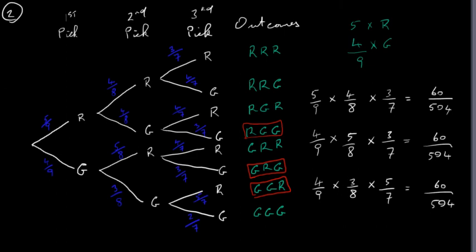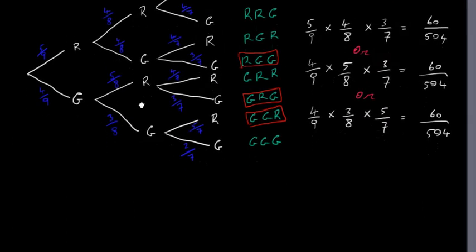So we can go along this branch here to get a red, green, green, or we can go down along this branch here to get a green, red, green, or we can go down along these branches here, and we could have gotten a green, green, red. So it's this probability or this probability or this probability, and we know that or in probability means you add, so we're going to add this fraction to this fraction to this fraction here.